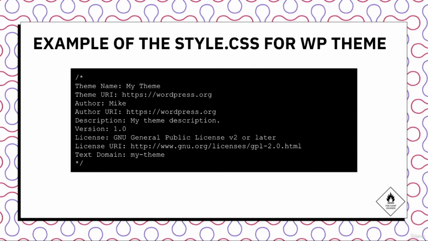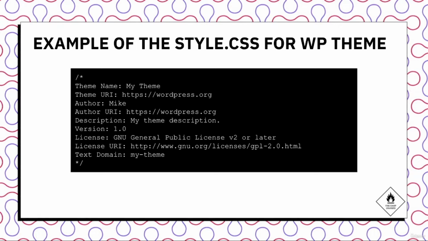So first, we type the name of our theme. Second line, this is the URL to our theme. It could be a link where you can download the theme or some updates. Next, this is the author field. You can type here your name or the name of your company. Author URI, you can type here, for example, a link to your website or a link to your company. Description, and here you can save the description of your theme.